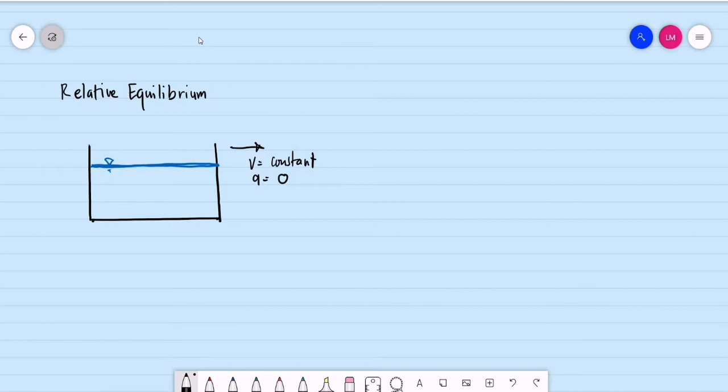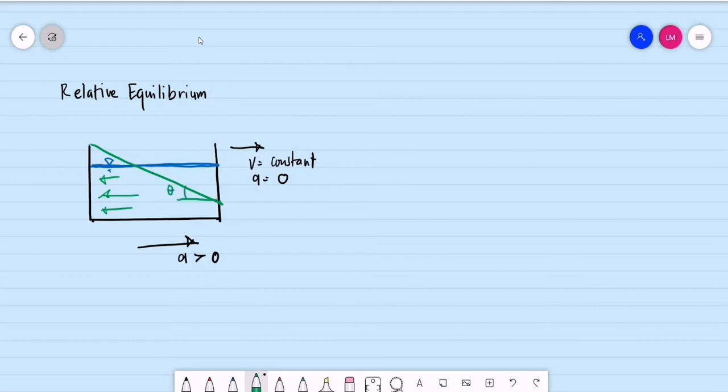Okay, so what about if we have this case, if the tank is now accelerating to the right, so let's say the acceleration is now greater than 0, what will happen to the liquid surface? So we'll be having an inclination of the liquid surface for a reason. Okay, the liquid particles will be compressed at the back of the tank. So how do we compute for this liquid surface inclination?